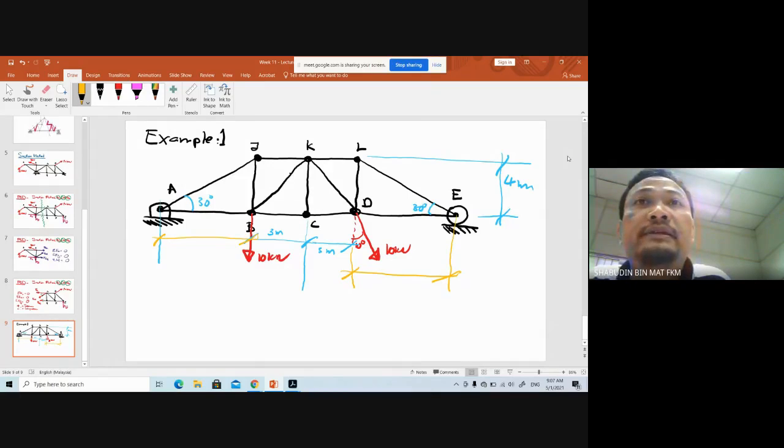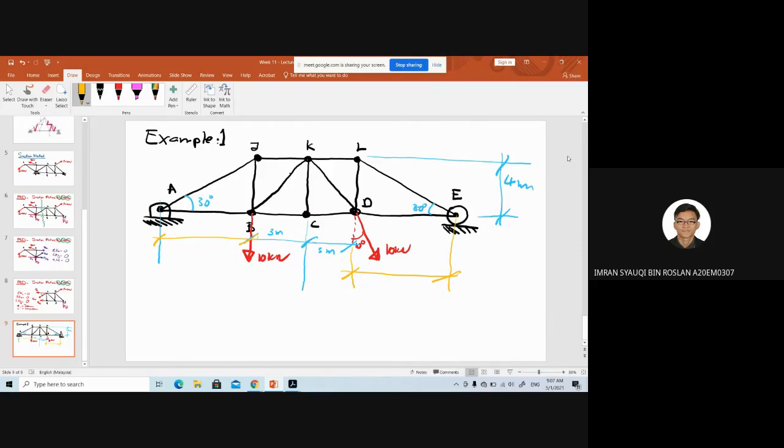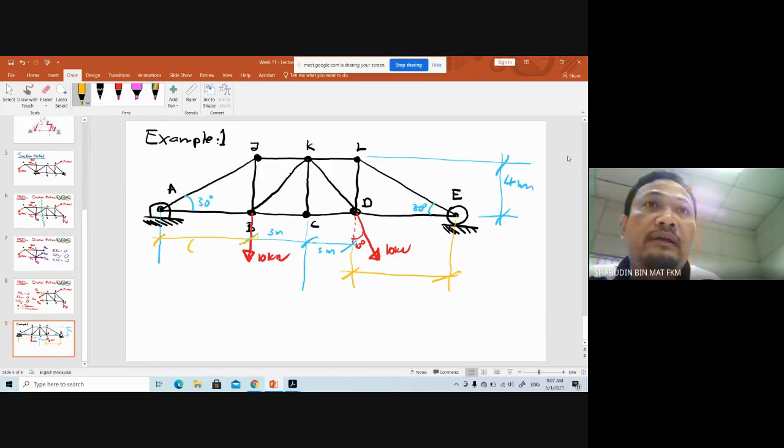Don't panic in the examination when the distance is not given. AB is what? 6.9 meters. This one also should be 6.9 meters, right? Okay, don't panic in the examination.